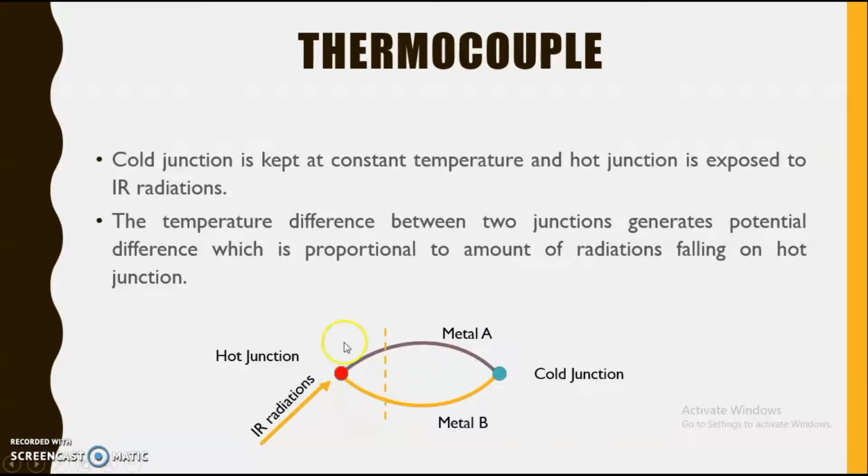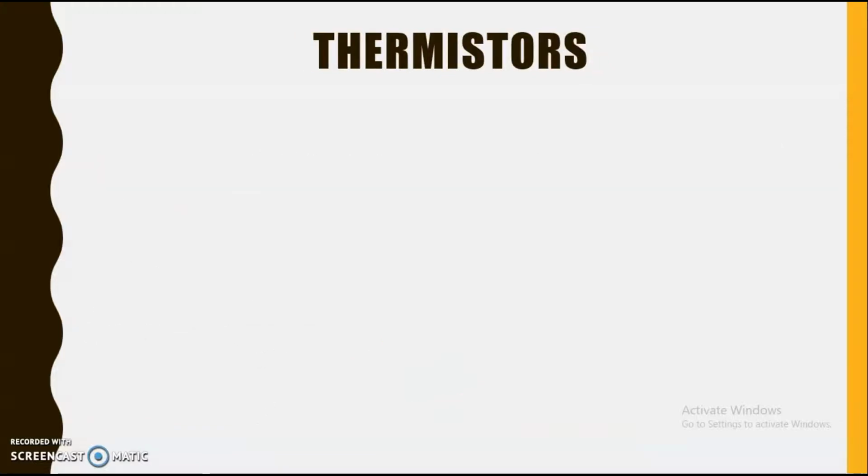If a smaller amount of radiation falls on the hot junction, then the current that is flowing, or the temperature difference that exists, will be less. And if IR radiations are more, then the temperature difference will be more. So on this principle, these thermocouples work. So this is about the second type of detector that is used for IR radiation. The response time for this is 60 milliseconds.